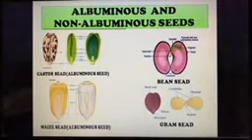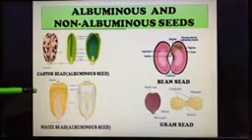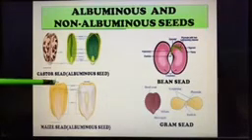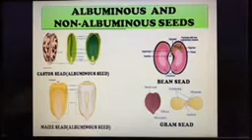Here you are seeing castor seed, which is albuminous. Maize seed is also albuminous. This portion is the endosperm of the maize seed. Besides this, in wheat and barley, you will see the endosperm is persisting.